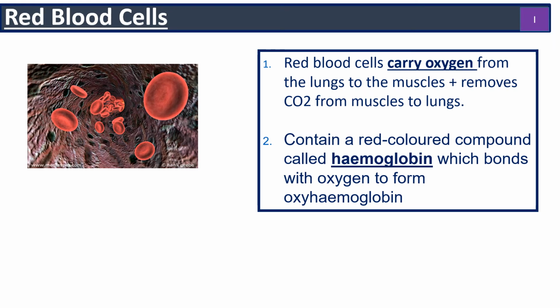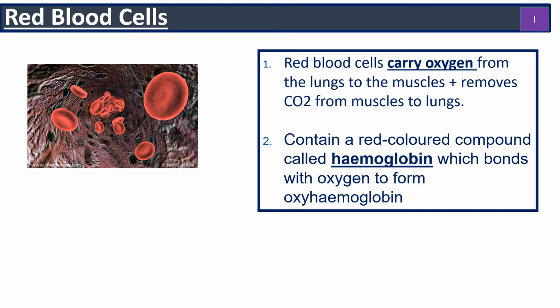Red blood cells now, extremely important when we're talking about athletes. Why is that? Why am I saying it's extremely important? Well, these red blood cells are the things that carry the oxygen from the lungs to the muscles and remove carbon dioxide from the muscles and take it back on that loop which we looked at before. So red blood cells carry oxygen.